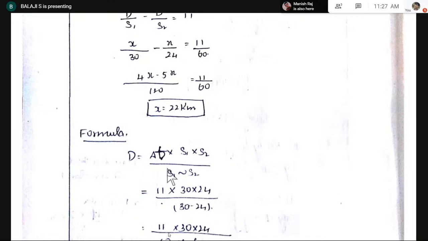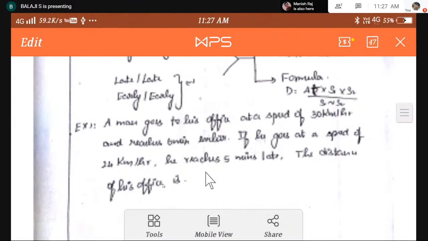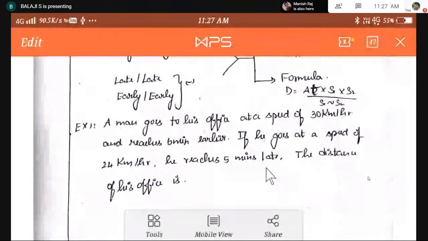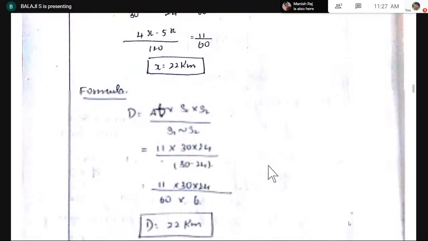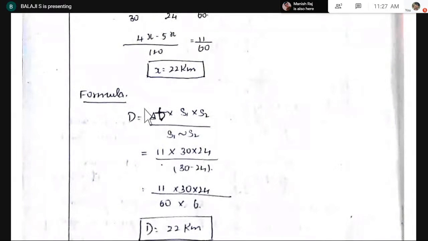Now see here, the question contains early as well as late. What I said: if it is early and late, we must add the timings. He is 6 minutes early and he is 5 minutes late, so 6 plus 5 we get 11. Then you must multiply the speeds, and in the denominator we must subtract the speeds: 30 minus 24 gives 6. And why are we putting 60 here? I already said the speeds are in kilometer per hour, but this 11 is in minutes, so we divide it by 60. So the distance is equal to 22 kilometer.